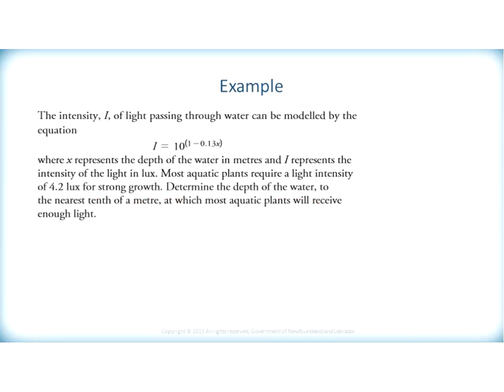So let's look at the next example. The intensity of light passing through water can be modeled by the equation I equals 10 to the power of 1 subtract 0.13x, where x represents the depth of the water in meters, and I represents the light intensity in lux. Most aquatic plants require light intensity of 4.2 lux for strong growth. Determine the depth of the water. And remember, the depth of the water is x. So we're going to solve for x in this case. We're going to put 4.2 in for I. That's going to equal 10 to the power of 1 subtract 0.13x.